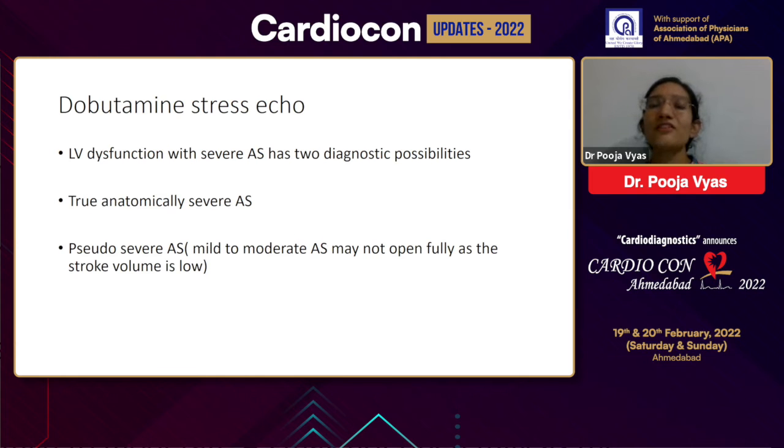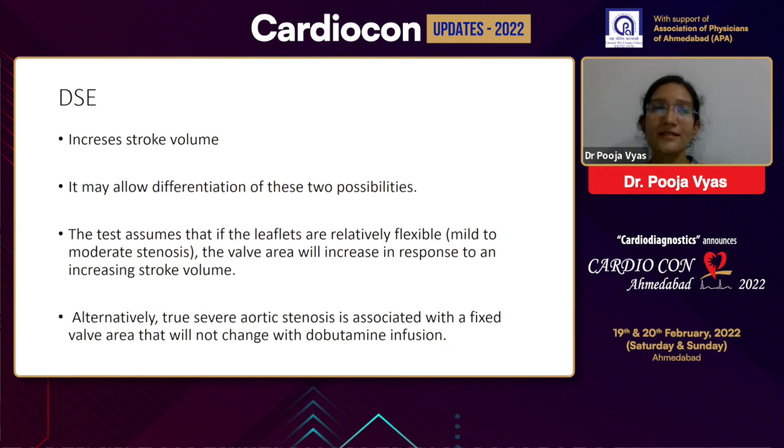So whenever there is LV dysfunction with severe aortic stenosis, there can be two diagnostic possibilities. Either it can be true anatomically severe aortic stenosis, or it can be pseudo-severe aortic stenosis. By saying pseudo-severe aortic stenosis, we mean to say that it is not severe, but it looks like severe aortic stenosis. So it is just mild to moderate aortic stenosis where the valve leaflets are not opening fully, and it looks like severe aortic stenosis because the stroke volume is low. So dobutamine increases the stroke volume. It allows the differentiation between these two possibilities we just discussed.